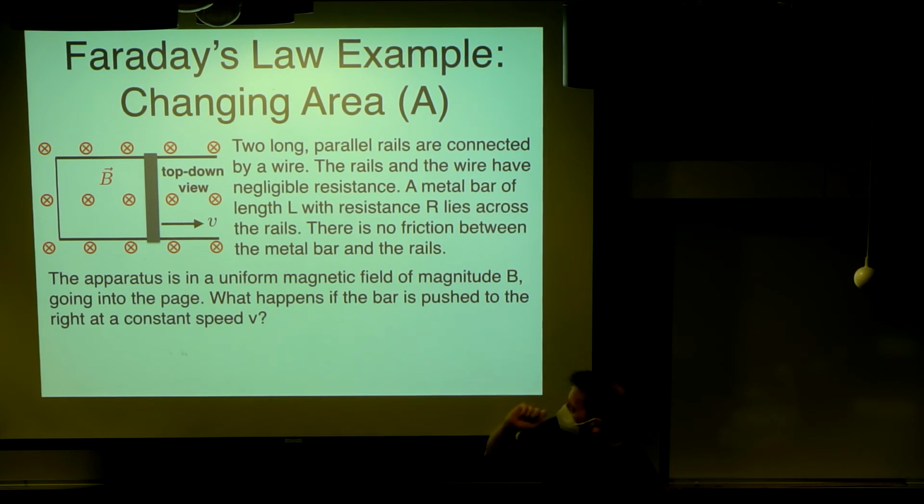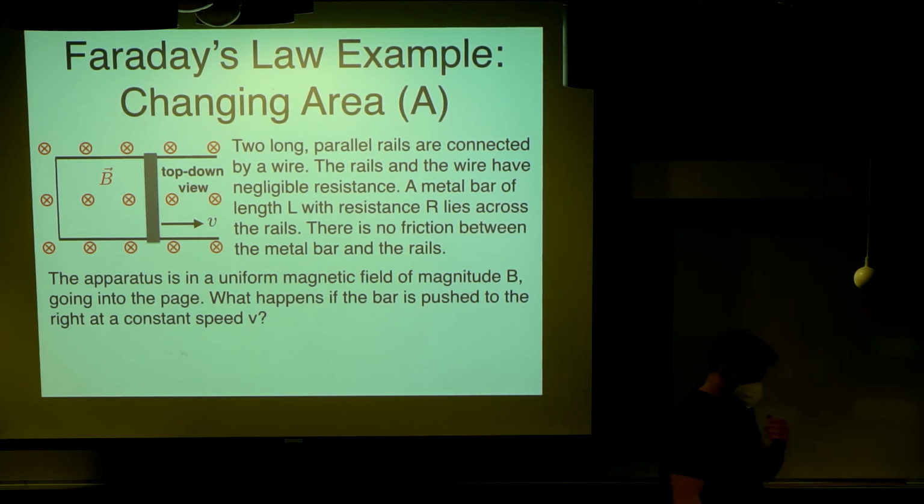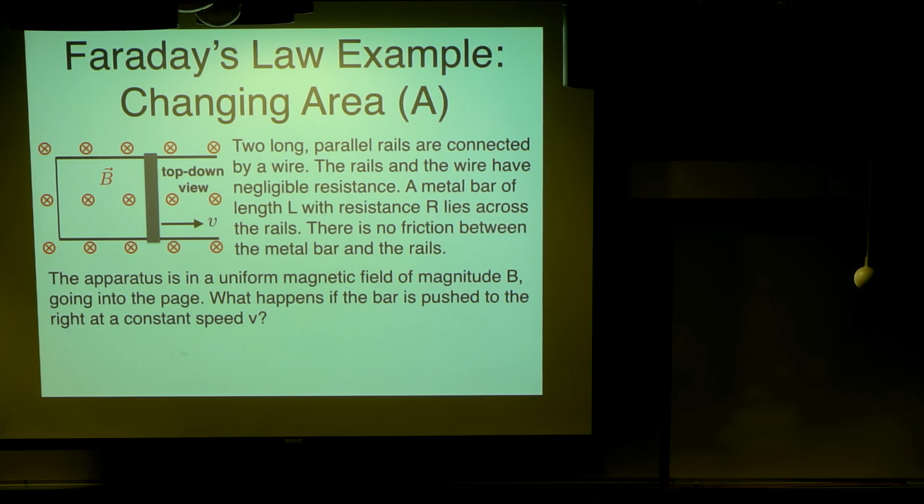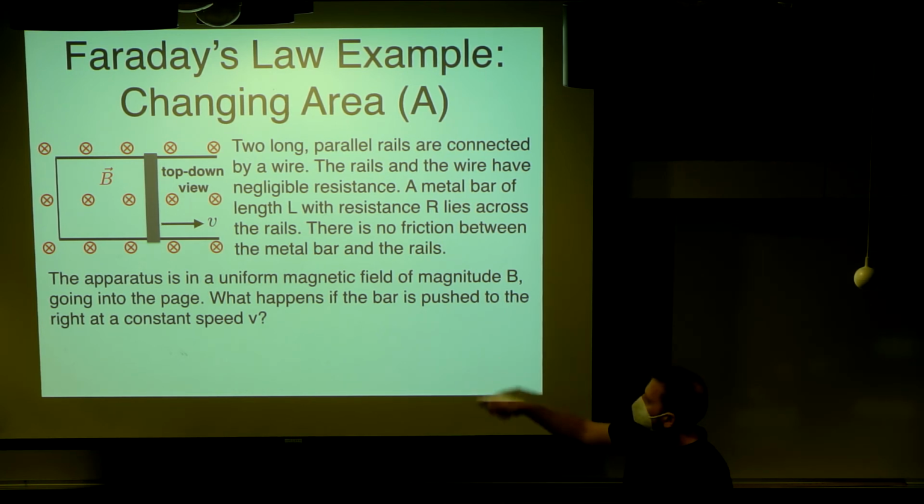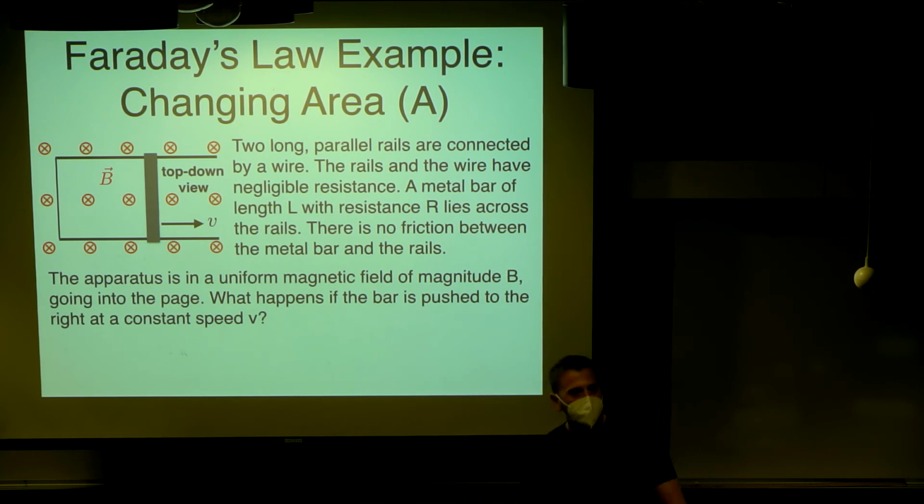Instead, we're talking about something that looks more like this, okay? So it seems like kind of a strange setup, but it actually leads us to something more general. We have two long parallel rails. So one up here, one down here. And these just extend really far out. So we can just move along those rails as much as we want. The rails and this connecting wire here that connects the two rails, they have negligible resistance, okay?